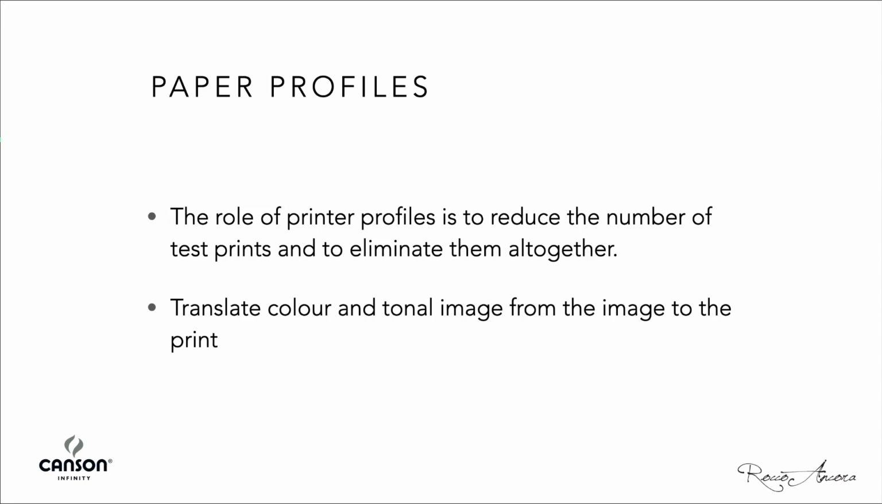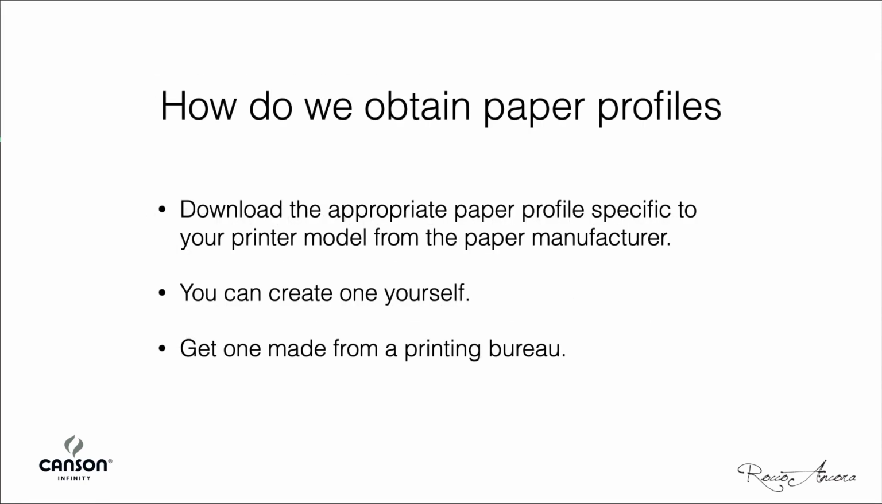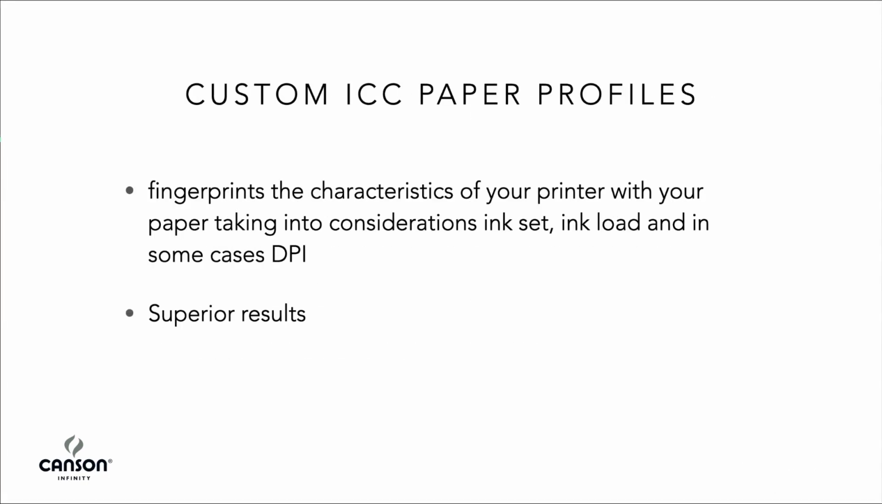Now, before we go any further, of course, obtaining paper profiles is quite easy because we can download them from the Canson Infinity website based upon the type of printer that we're printing on and the type of paper that we want to print with. And this is what we call Canson profiles. And of course, going beyond Canson profiles, you can create one yourself, or you can get a printing bureau to create one for you. Essentially, the Canson profile, I guess, will only get you so far, whereas a custom profile is more like an individual fingerprint of the way your printer behaves with a particular type of paper. So you're going to get far more accurate results that way.